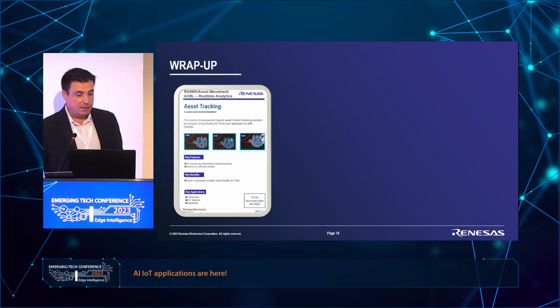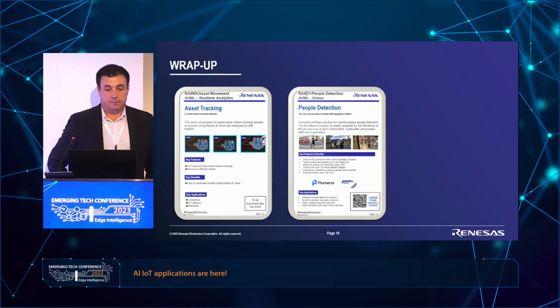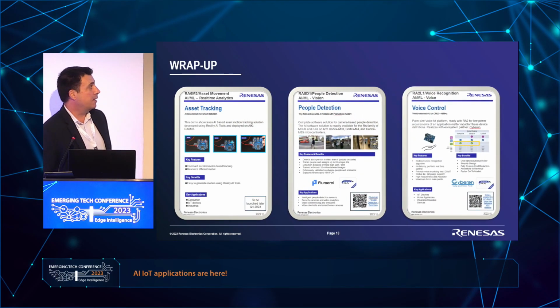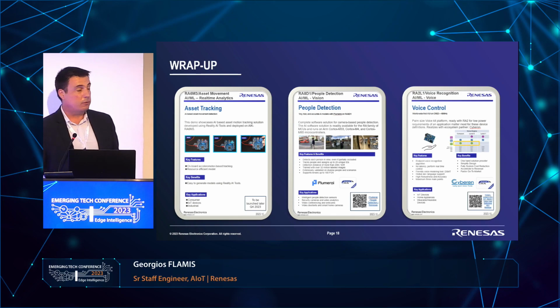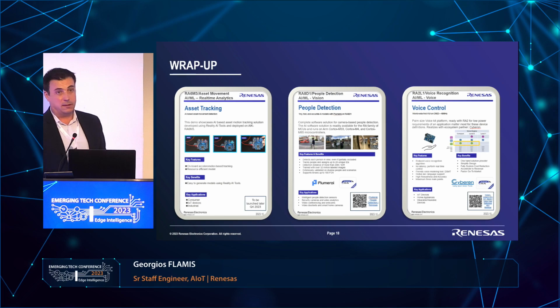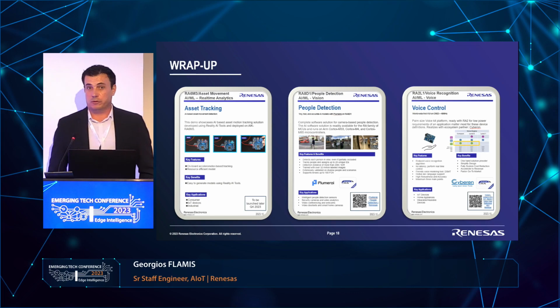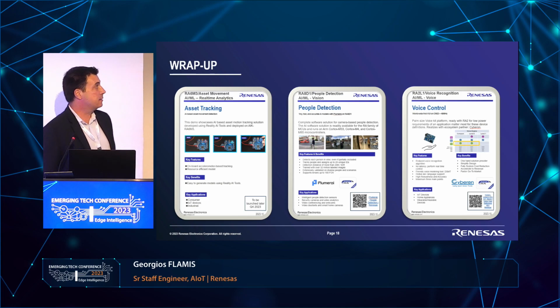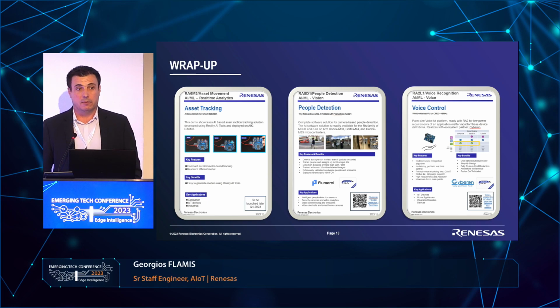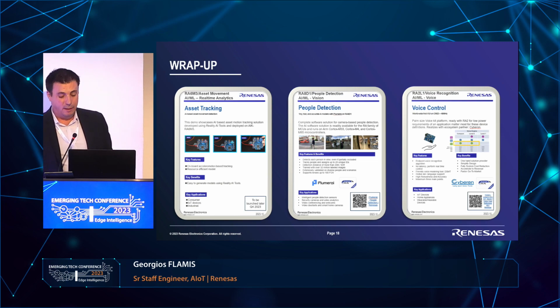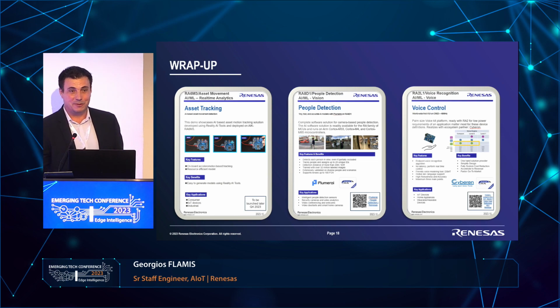Wrapping up and ending my presentation, these are the 3 demos that we have outside, just to remind you, so come by our booth to experiment and explore them. There is asset tracking that detects movements through an accelerometer, people detection, a computer vision task that detects people, and of course voice control, where we can enjoy the operation of a light bulb running on the small RA2 device. And with that, thank you very much for your time.